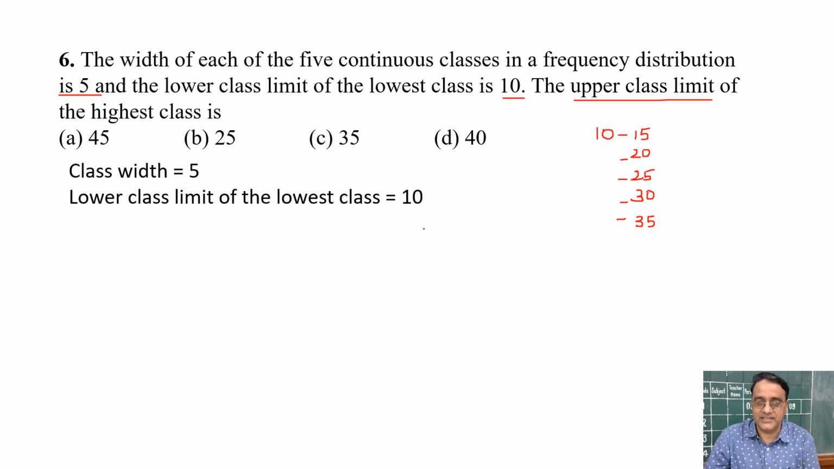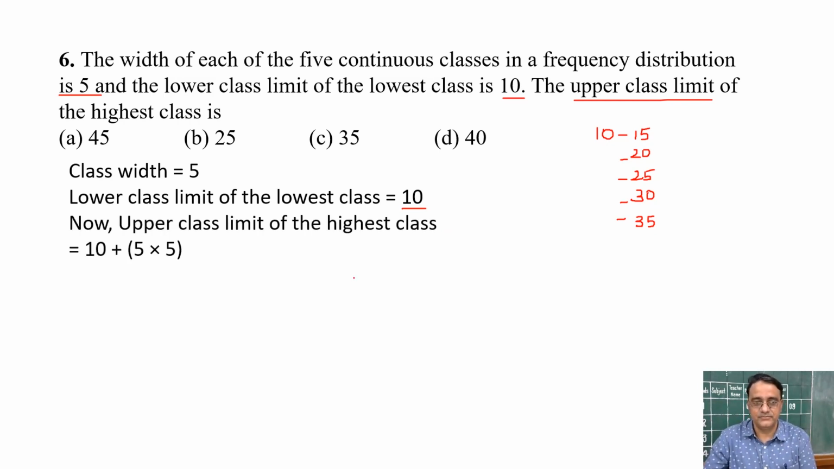उसको हम लोग कुछ ऐसा भी कर सकते हैं, लोअर लिमिट में 5 into 5 ऐड करने से आ जाएगा, because the class size is given 5 and total class is 5. So 10 plus 5 into 5, right?